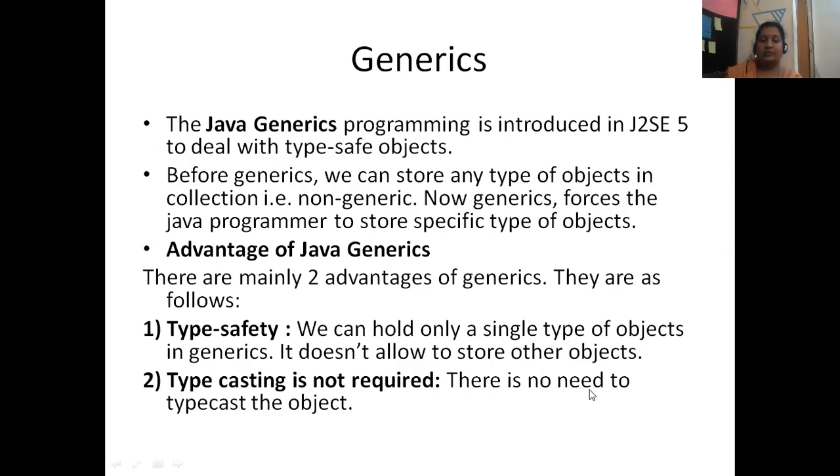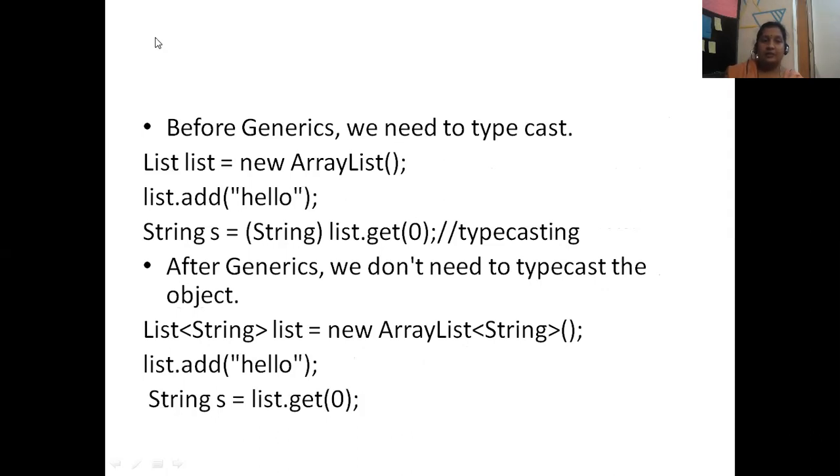Typecasting is not required. There is no need to typecast the object, like integer to float, float to integer, or integer to string. So list is my object, new ArrayList, list.add("hello"). If you want to use this as a string, String s = (String) list.get(0), typecasting. If you use generics, we don't need to typecast the object, but you should include the data type within an angular bracket. So List<String> list = new ArrayList<String>(), list.add("hello"), and then just list.get(0), hello will be printed.